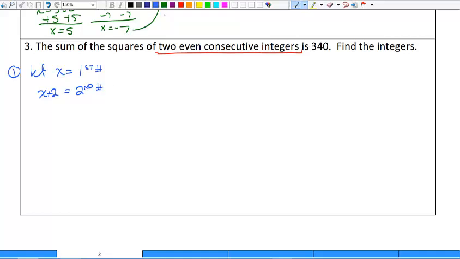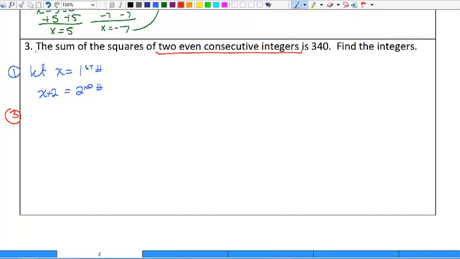Okay, step 2 says, is there a picture to be drawn? Well, not just yet. These are still number problems, so I don't think there's an opportunity to draw a picture here. Step 3 says write an equation. So I need to go and write the equation from the words. The English to algebra translation will help me here.